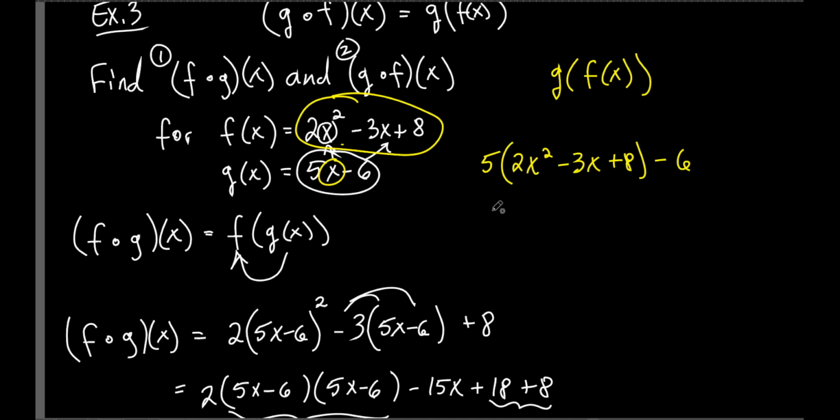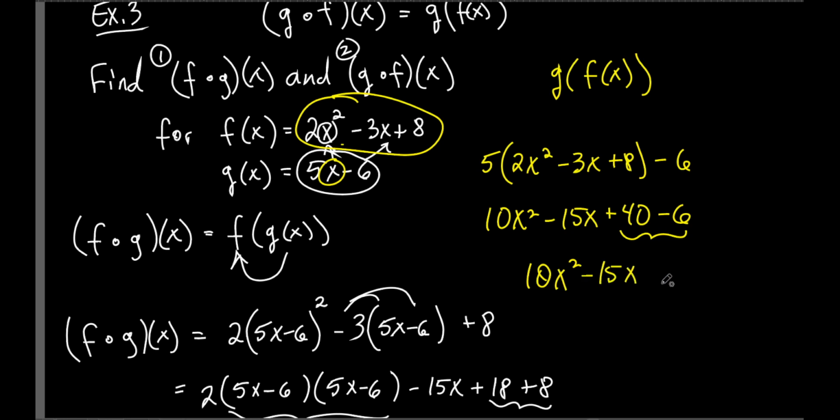All right, so let's do it. What's this going to be? 10x squared minus 15x plus 40. And then minus 6. Add like terms. These are the only two things you can add. So my answer is 10x squared minus 15x plus what? 34.